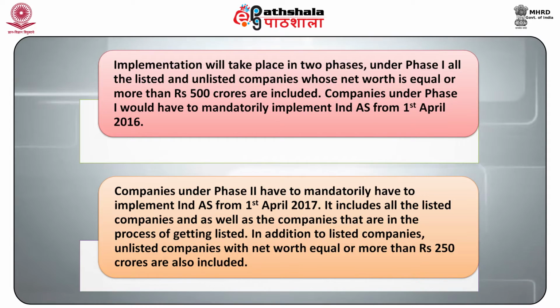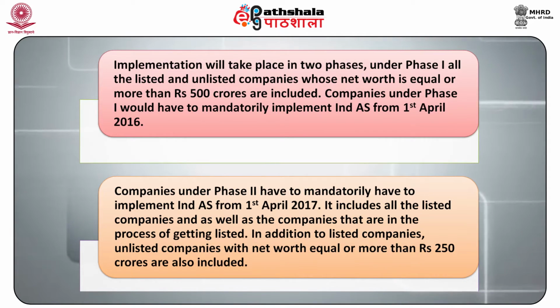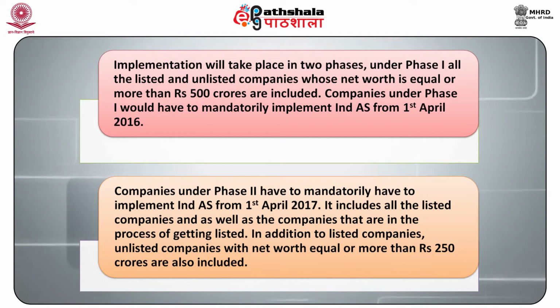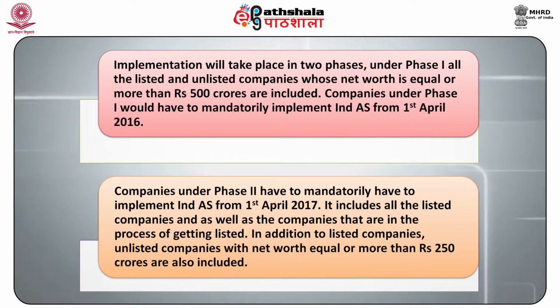B. Companies under phase 2 have to mandatorily implement Indian AS from 1st April 2017. It includes all the listed companies as well as the companies that are in the process of getting listed. In addition to listed companies, unlisted companies with net worth equal to or more than Rs 250 crores are also included. Although, companies can implement Indian accounting standards voluntarily from 1st April 2015. This notification is also applicable to group companies, holding companies, subsidiaries, joint ventures or associates of companies covered in A and B above. This may also impact fellow subsidiary companies while preparing the CFS of the holding company.